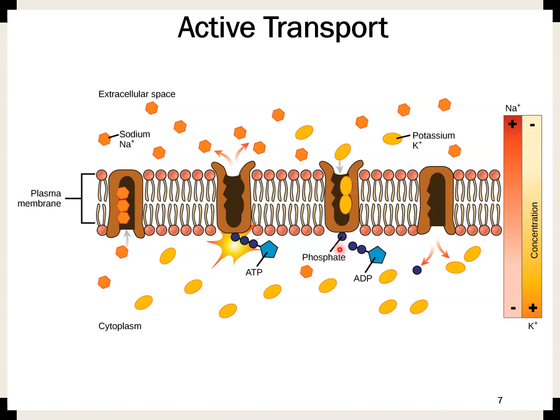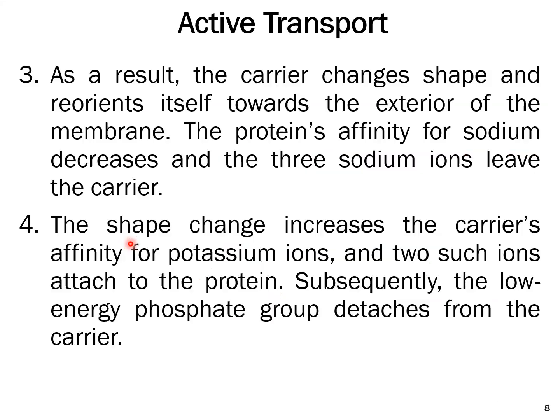and then the phosphate group gets removed from here. The protein reorients itself, and now the potassium ions are released inside the cytoplasm. When the potassium ions are released inside the cytoplasm, it has again higher affinity for sodium ions, so the process will restart here.